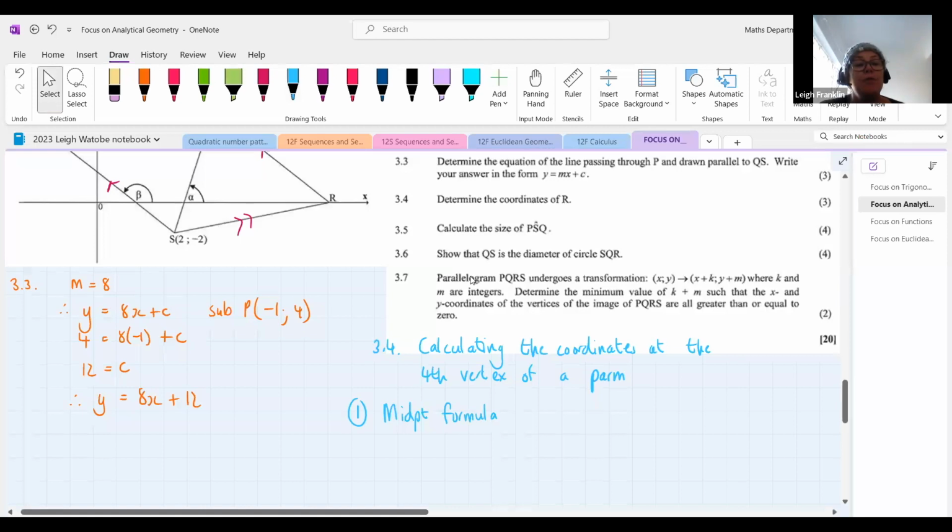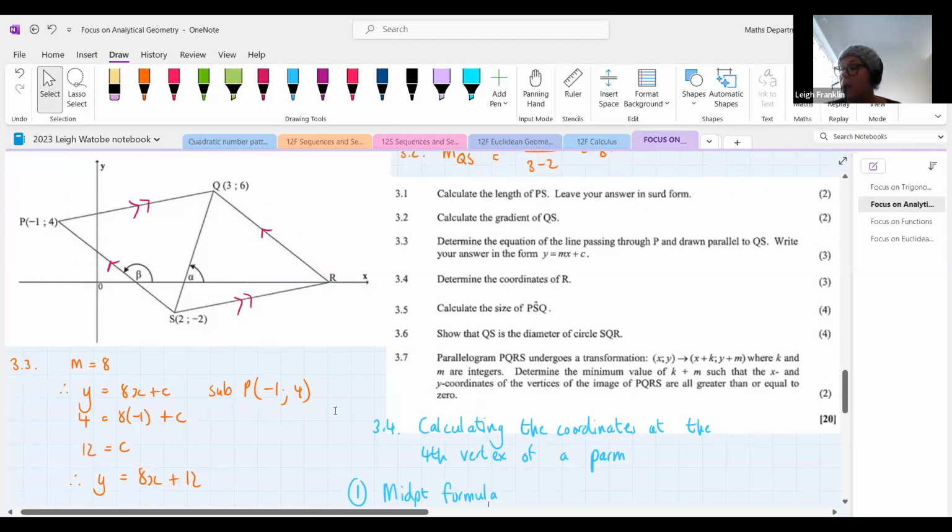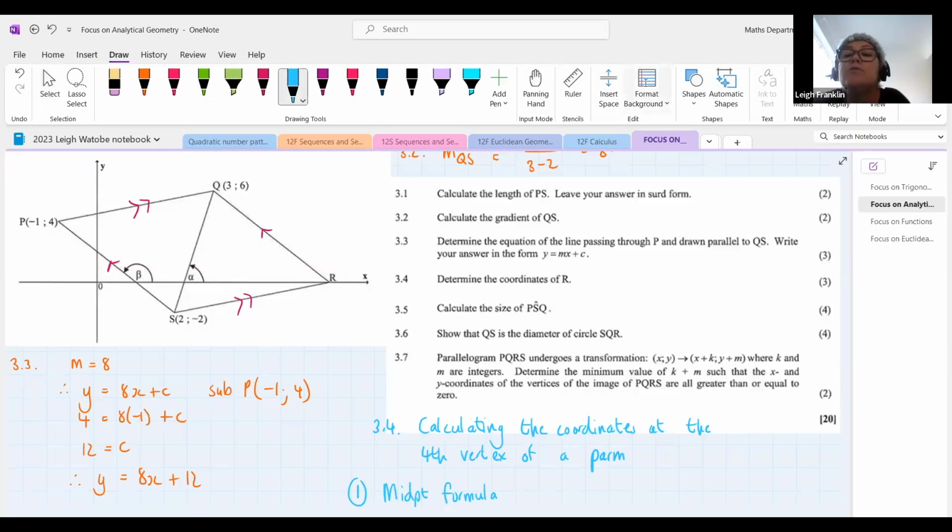Okay. I know that the diagonal from P to R is not drawn, and you don't have to draw one at all. I'm just going to draw one so that we can look at something. But what do you know about the diagonals of a parallelogram? What do they do to one another? They bisect each other, absolutely.